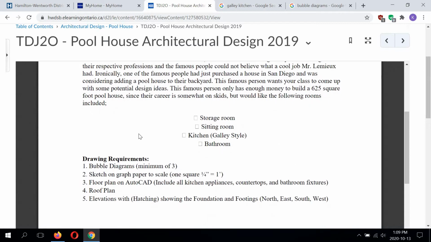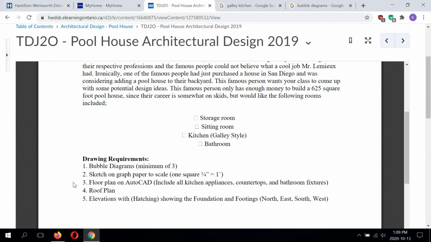So your drawing requirements, you need to complete 5 different things here. Number 1, a bubble diagram, a minimum of 3. We'll talk about what bubble diagrams are in a moment. Number 2 is a sketch on graph paper to scale. Our scale used will be 1/4 inch equals a square foot. In other words, 1 grid space equals 1 square foot, depending on the size of grid paper you're using.